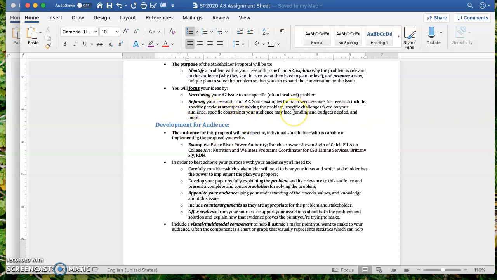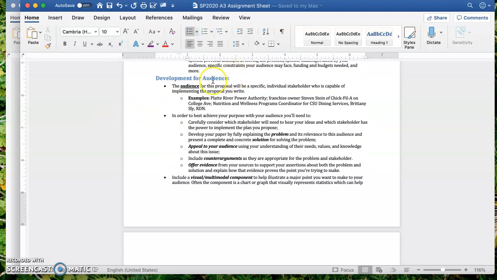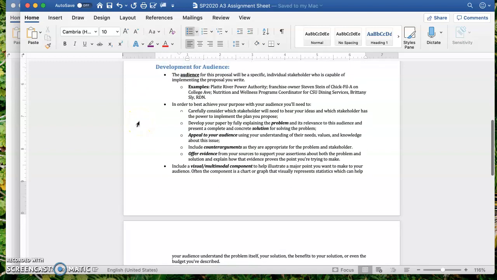But some examples of some things you might do to refine your research a little bit more is looking at specific constraints. So what would keep the CEO of King Soopers from joining a food waste program? How much money might these people lose? What kind of budget is needed, etc.? So those are some things you can consider as you're refining your research.